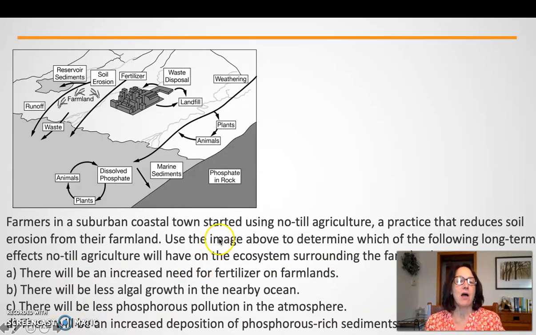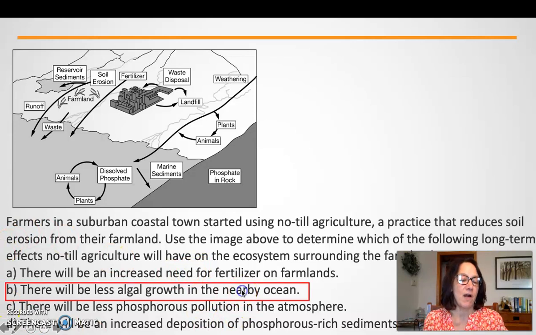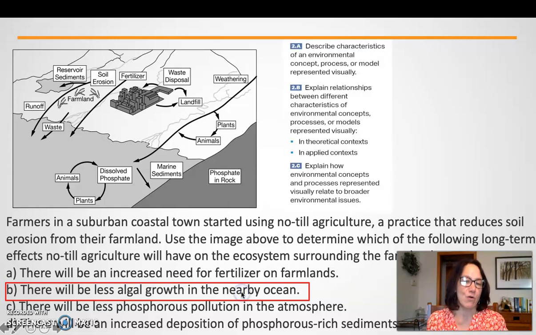Here is yet a more advanced scaffold of that skill of visual representation. Again, read the question and process it. But really what they're saying is, if this farmer's using no-till agriculture on their agricultural land, which of the following would be the long-term effect on the ecosystem surrounding the farmland? And the students should have picked up that there would be less algal growth in the nearby ocean.